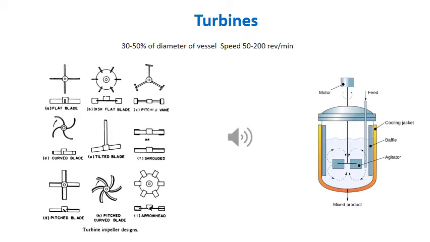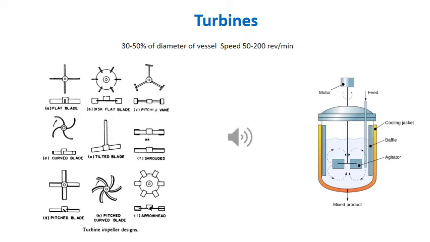A turbine consists of a circular disc. Okay, on this circular disc, a number of short blades are attached. The diameter of the turbine ranges from 30 to 50% of the diameter of the vessel. It rotates at 50 to 200 revolutions per minute. There may be various modifications in the design of turbines. They could be straight blade turbines, vertical blade turbines, or pitched blade turbines.